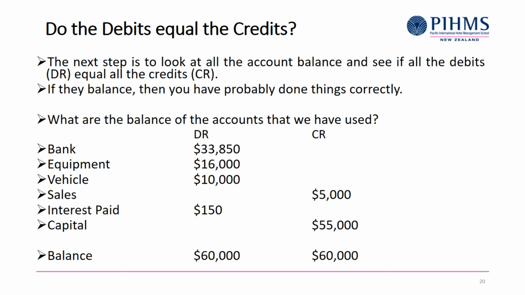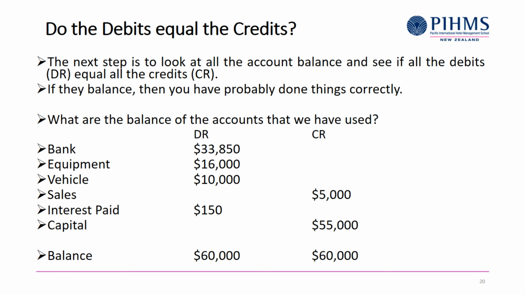If you've done this right, hopefully, the total of all the balances will equal. So, what's all the balances of the accounts we've used? Now, I've got an example on screen here. You just take all the accounts and take the final balance. So for bank, 33,850, equipment, 16,000, vehicle, 10,000, sales, that's a credit, so that's 5,000, interest paid, that's 150, and then capital is 55. What we do is we add up the total of all of these.